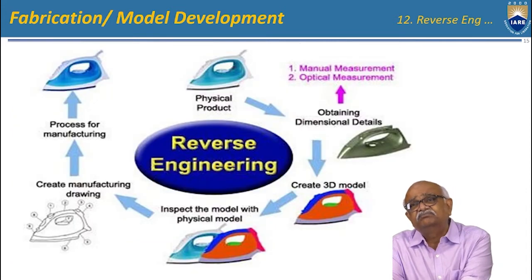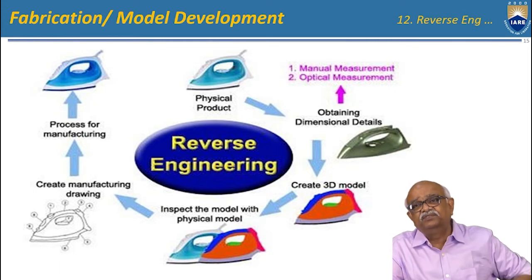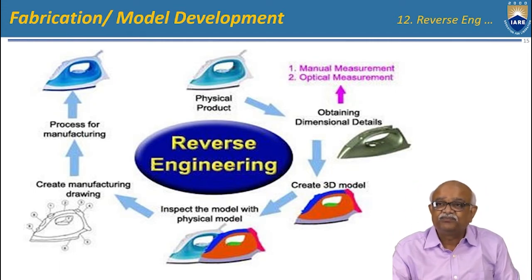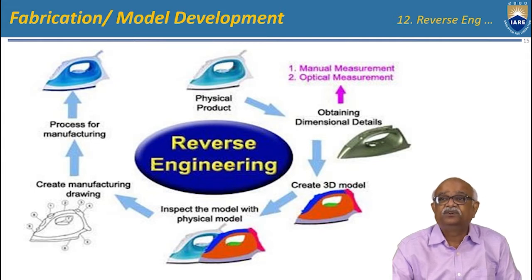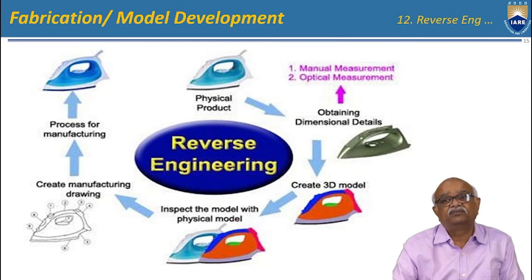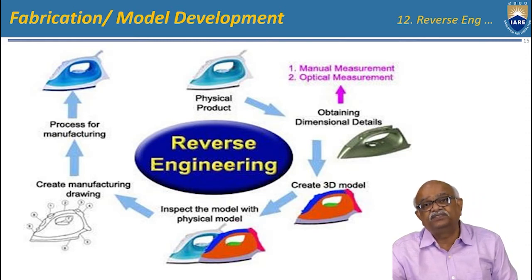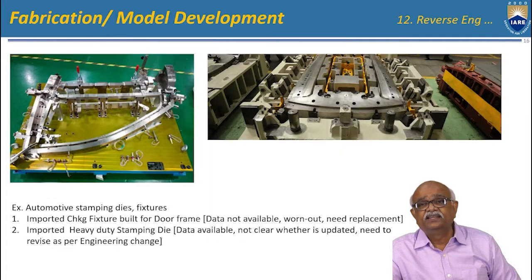Just as a pictorial way, suppose you have an iron box. You want to reverse engineer it. What will you do? You follow the process, dismantle it, get the dimensions, take the finish, everything, and create a model as a new design. Then you make one model from that new one, and with that manufacturing drawing, you go to the process, then you make a physical product from this. This is on the product making.